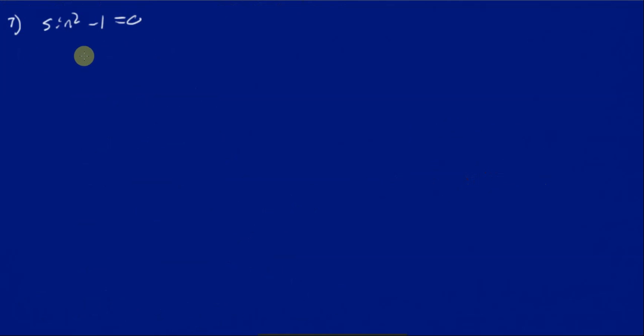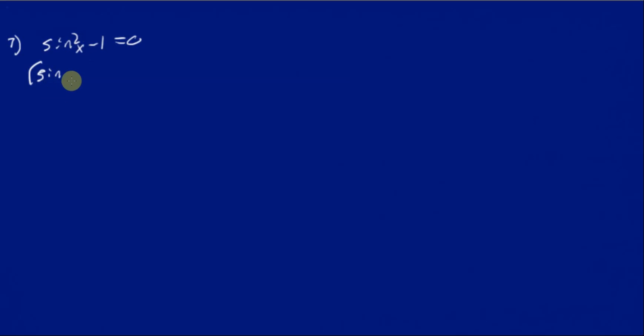Okay, number 7, I think, is fairly quick and easy. The sine squared minus 1, it's a difference of squares. So it's going to be the sine of x, I forgot my x, sine squared of x. So it's going to be the sine of x minus 1 and the sine of x plus 1. And that's going to give me the sine of x minus 1 is equal to 0. The sine of x equals 1. The sine of x is equal to negative 1.